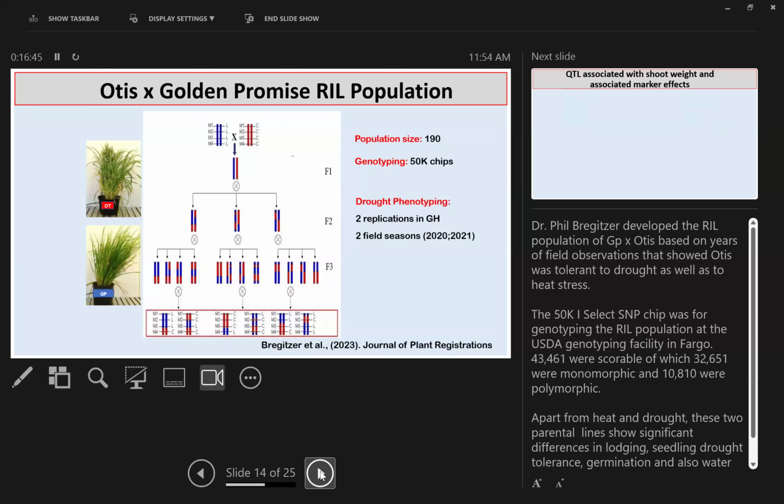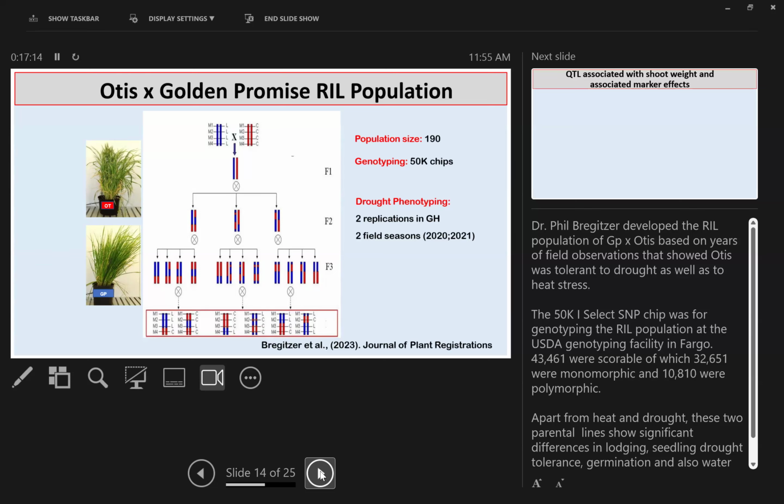So, like I said, Phil developed this RIL population using this. He gave it to us. It's about 190 RILs. We genotyped it with PK. We have also done some drought phenotyping in greenhouse conditions, and we also did 2 seasons of both irrigated and rain-fed conditions, and did some QTL mapping. Again, this is published work.